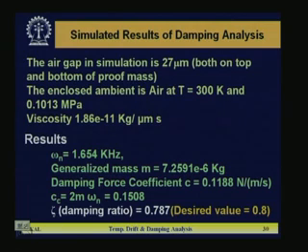Generalized mass is obtained as 7.259 × 10^-6 kg. Damping force coefficient C is obtained as 0.1188 Newton per meter second. Cc is calculated as 2 m ω_n, which is 0.1508. And the damping ratio, which is important, that value we got with that simulation is 0.787, and the desired value is 0.8.